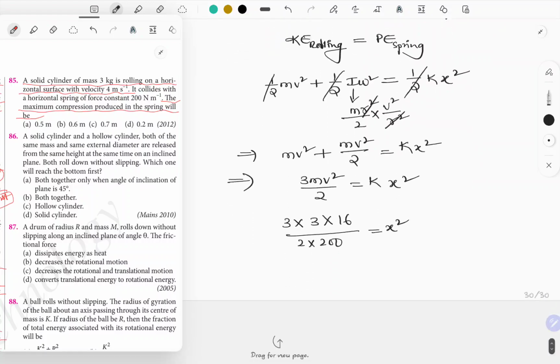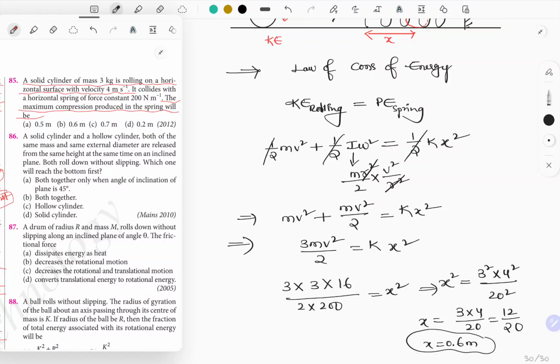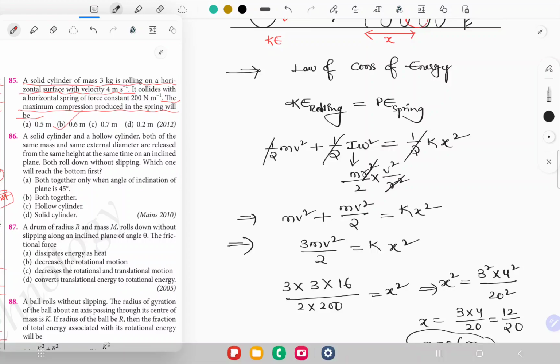Don't calculate all these things, so keep them as they are. X square can be written as 3 square into 4 square divided by 20 square, right? Then x is equal to 3 into 4 divided by 20. So it is going to be 12 by 20. 12 by 20 is approximately x equal to 0.6 meters, which is the answer. So which option matches? Option B is the correct answer.